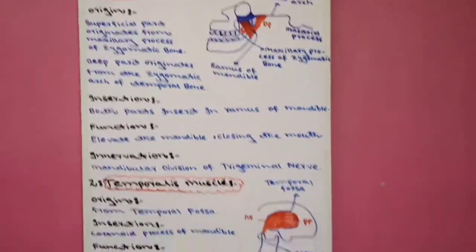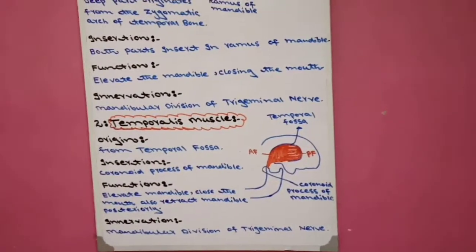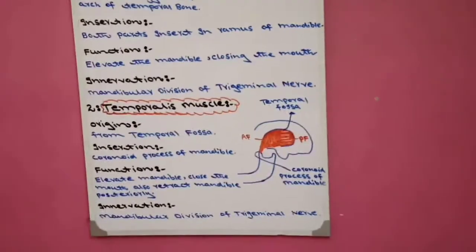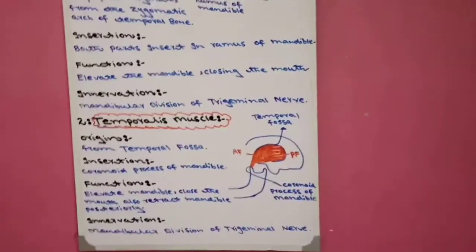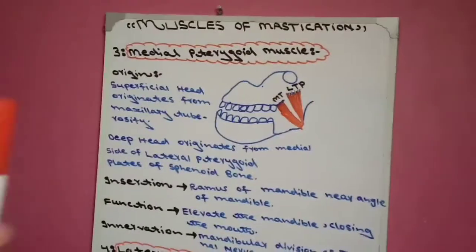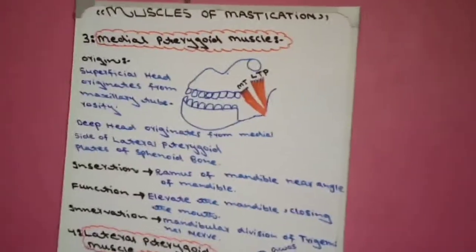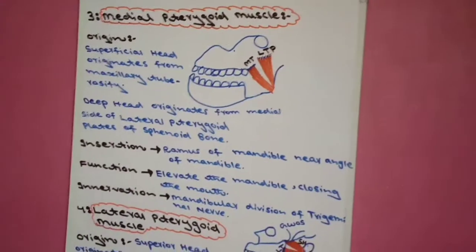Now we studied the masseter muscle and temporalis muscle. Now we will study the medial pterygoid and lateral pterygoid. The third muscle of mastication is the medial pterygoid muscle. First we will understand it from the diagram.